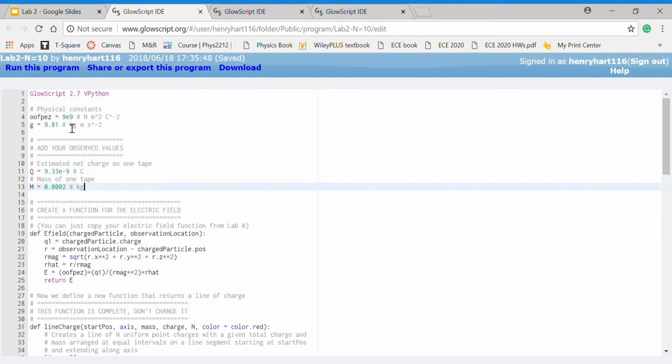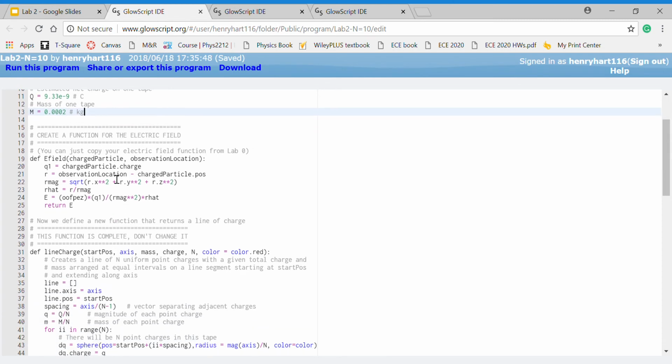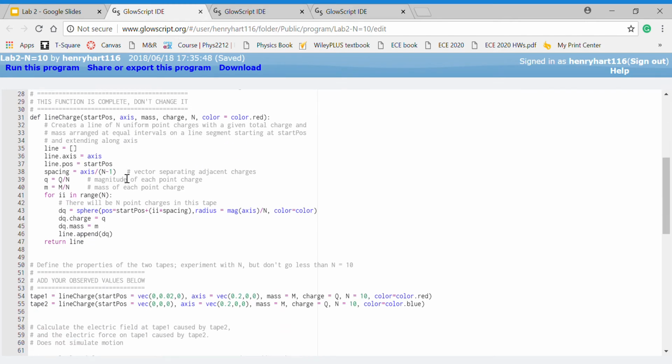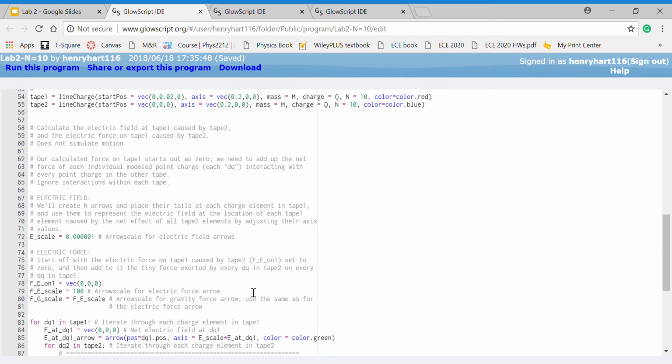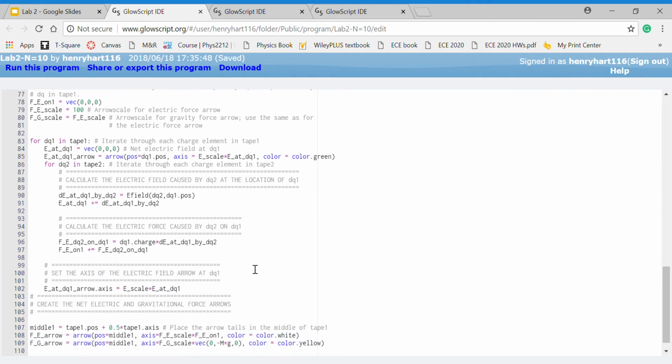So we begin with inserting our constants for K and G, and then we also insert our observed values, where we use Q equal to 9.33 times 10 to the negative 9 that we get from our last lab where we estimated just using point charges. We also insert our function for calculating an electric field that we used in previous labs. And then we use this next function given to us to create our two tape models where each tape is created as a line of n points, and we have our separation distance here and then the length of the tapes here. We set the scale for our electric field vectors and our force vectors. And now we move on to the actual computations.